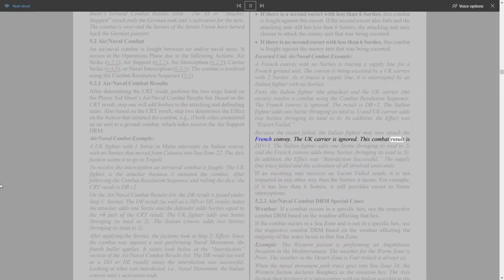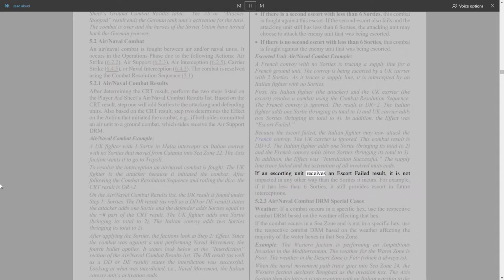This combat result is DD+3. The Italian fighter adds 1 sortie, bringing its total to 2. And the French convoy adds 3 sorties, bringing its total to 3. In addition, the effect was interdiction successful. The supply line trace failed, and the activation of all involved units ends.